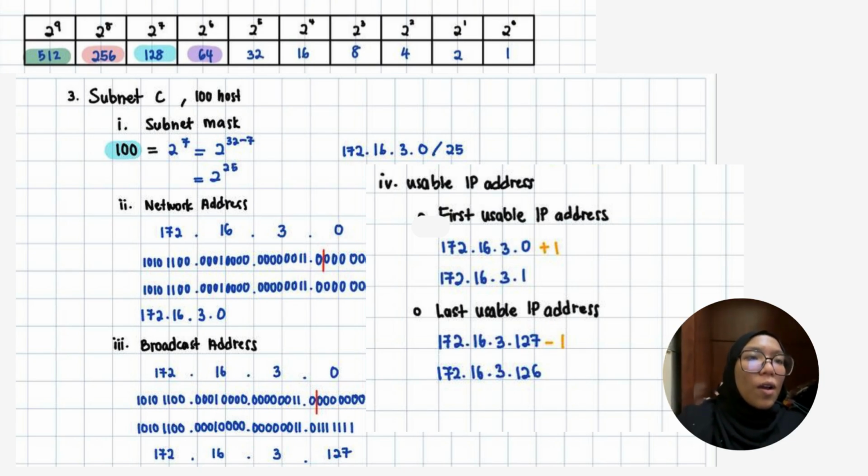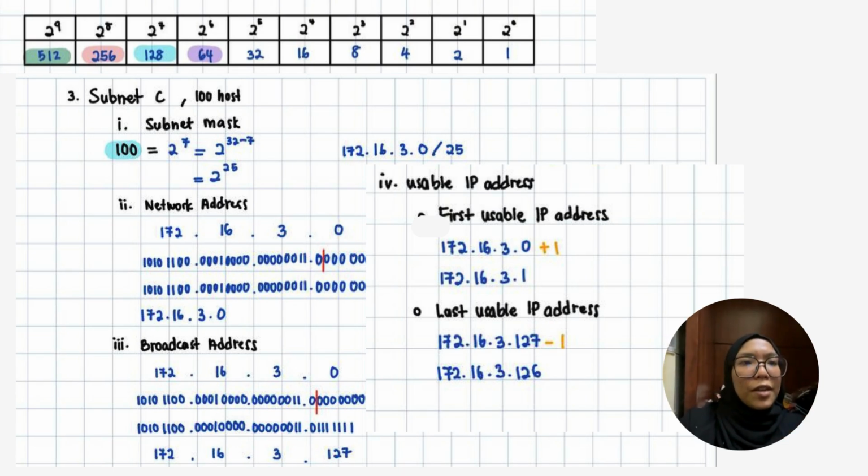For the number 3, how we get it is 2 plus 1. So the binary form will be 0 0 0 0 0 0 1 1. But for the network address, there's no change. It will still be the same, 172.16.3.0.